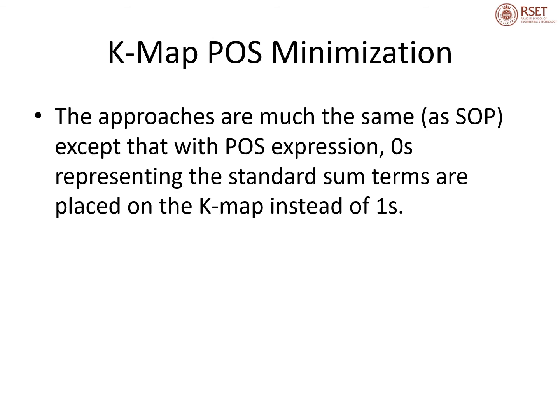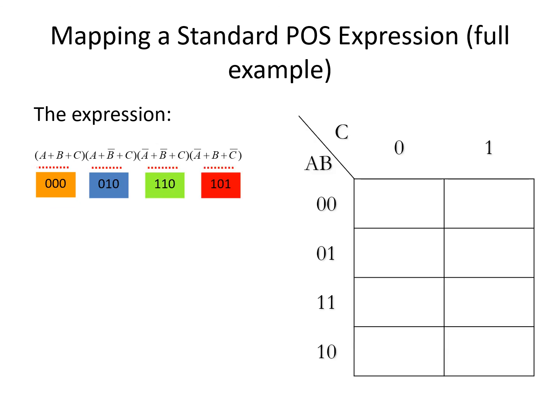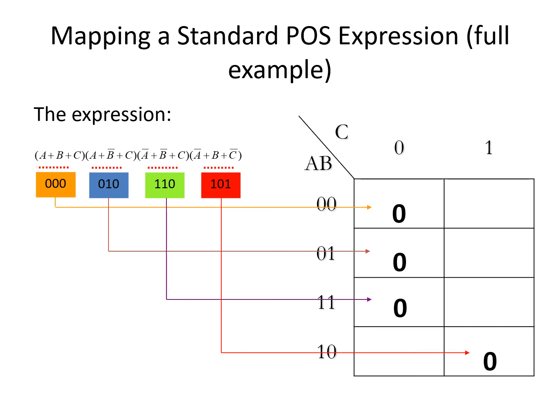Now we will consider the same as POS minimization. Now the approaches are the same as that of the SOP, except that in the POS expression, zeros representing the standard sum terms are placed on the K-map instead of ones. Grouping these zeros. Now, mapping a standard POS expression, you consider a standard expression, get the corresponding values for the second term, third term and fourth term, and you could see this can be mapped as zeros on the K-map. So according to the correct location, you put those zeros, and that results in the mapping.